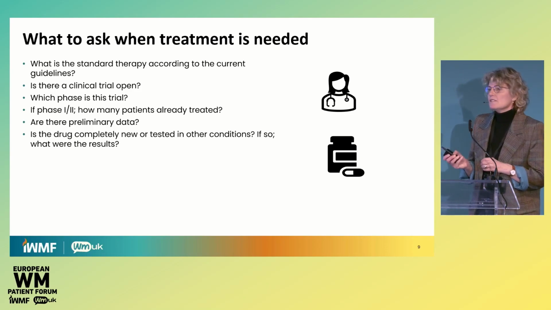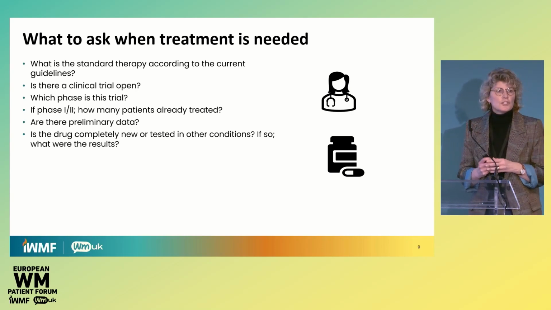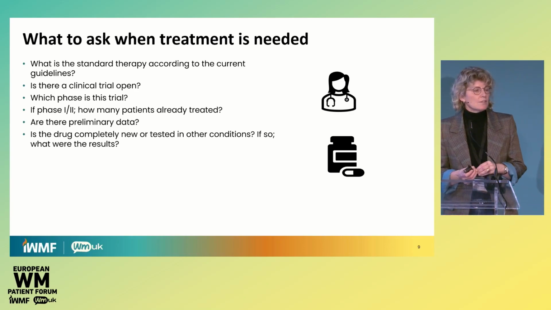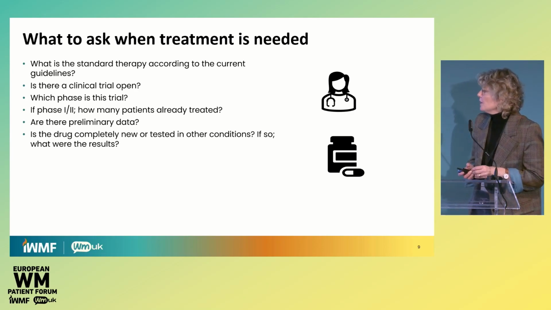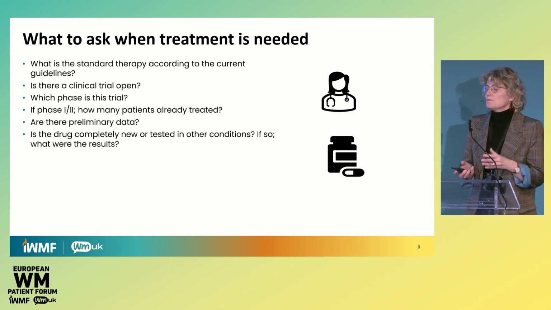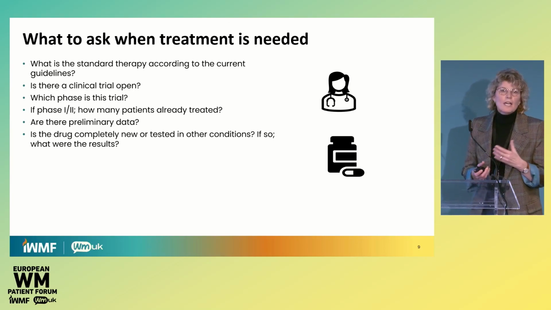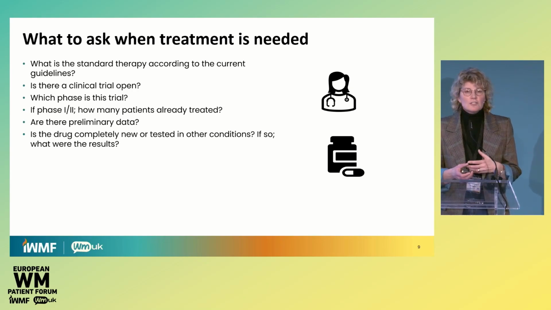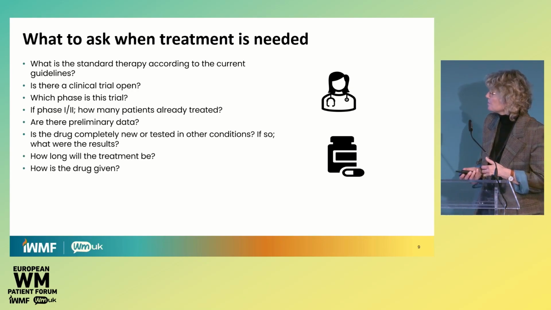And also, is the drug that's being tested already tested in other conditions? And I think a great example are the Bruton tyrosine kinase inhibitors like ibrutinib or acalabrutinib, because those drugs, before in Waldenström's, were tested in mantle cell lymphoma, chronic lymphocytic leukemia. So it's not a very new drug. It was already tested in other conditions.